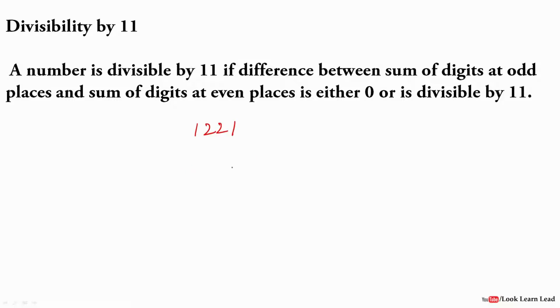So what we have to do is, if the difference between the sum of the digits in odd places and the sum of the digits in even places is 0 or 11, then the number is divisible by 11. Okay, see, odd places are 1 and 2, so 1 plus 2 is 3. It is like 1 plus 2 minus even places 2 and 1, so it is 2 plus 1. So it is equal to 0. If it is 0 or 11, then the number would be divisible by 11. Okay, so this is as simple as that.